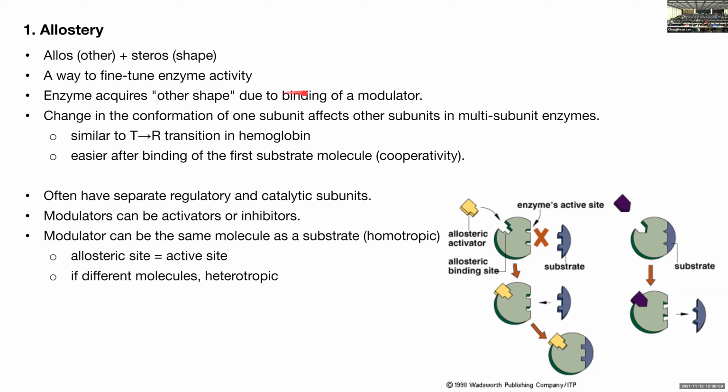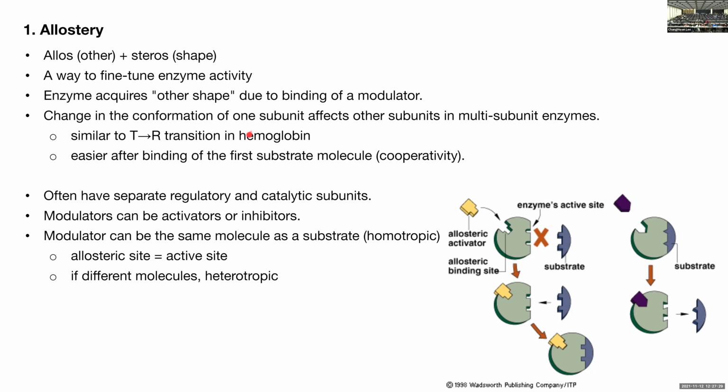And that is due to the modulator here, either an allosteric activator or an allosteric inhibitor. And again, these bind to sites other than the active site. And what it does simply is to induce changes in the active site to either induce or inhibit the interaction with the substrates. And then typically the conformational change leads to a conformational change of all the subunits once one of the subunits in the complex is changed.